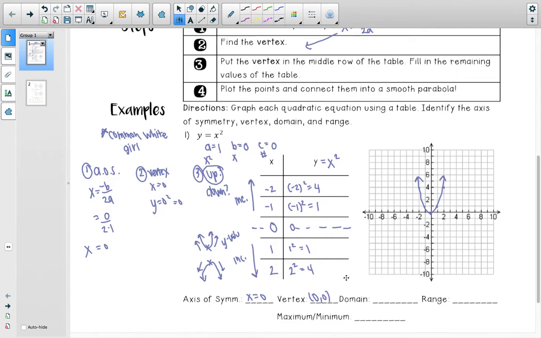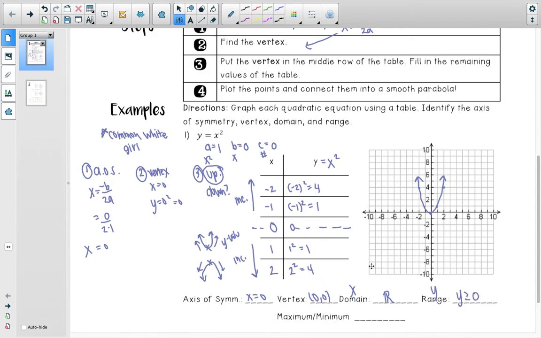So if you remember, domain is x and range is y, and I'm asking what values can't you get? Well, for the domain, there aren't any values you can't get. So it's all real numbers, okay? In the range, you can't go any lower than this. So the lowest value you can get is 0, and you can get everything greater than it. So you're literally writing y is greater than or equal to 0.